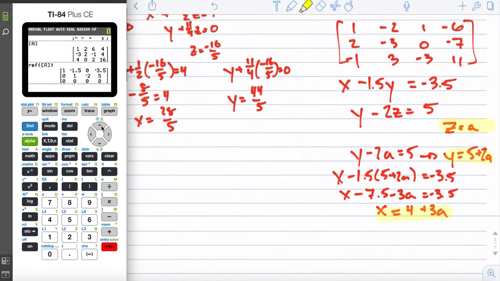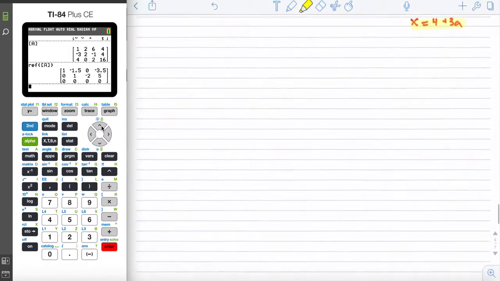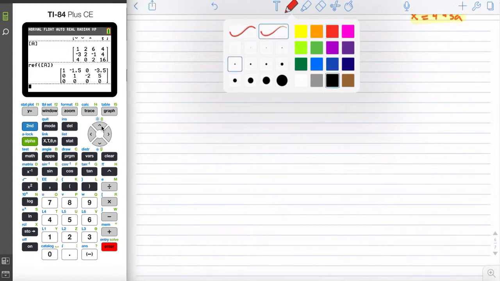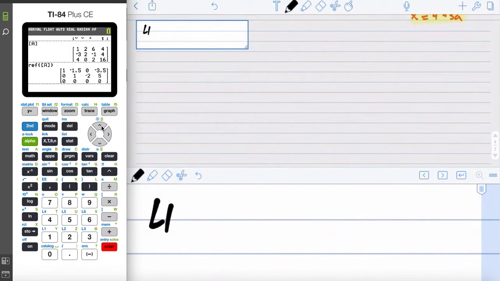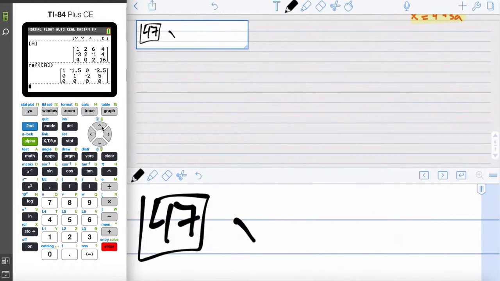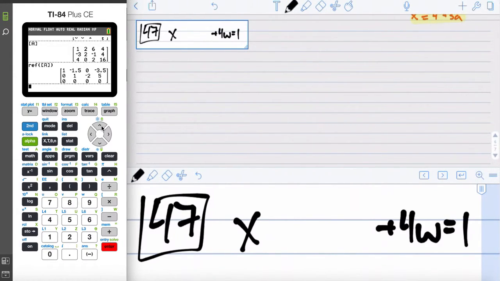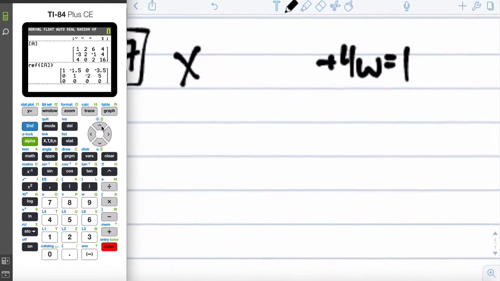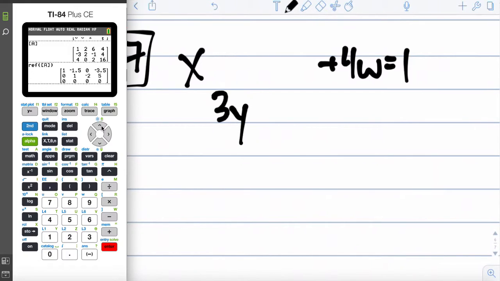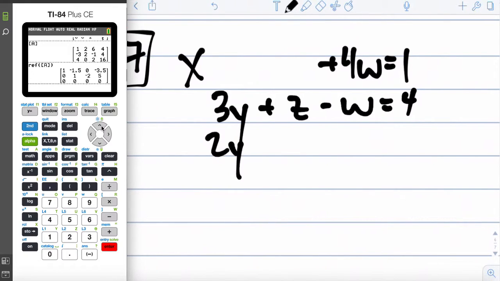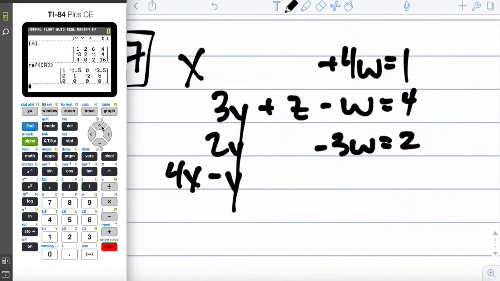Okay, let's do 47, and then we'll stop for this little clip. 47: x plus, they leave a big gap, plus 4w is equal to 1. And the gap's there to indicate 0. Then 3y plus z minus w is equal to 4. 2y minus 3w is equal to 2. 4x minus y plus 2z is equal to 5.